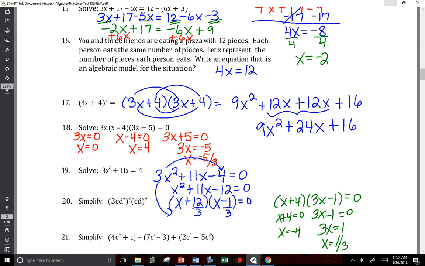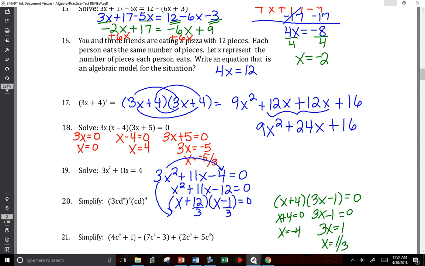The 3 that's outside the first set of parentheses, everything inside of there needs to be raised to the 3rd power. So 3 to the 3rd power is what? 27. And then c to the 3rd power, and then d to the 18th. Wow. Okay, and then everything inside of the second set needs to be raised to the 4th. So it's really just c to the 4th and d to the 4th.